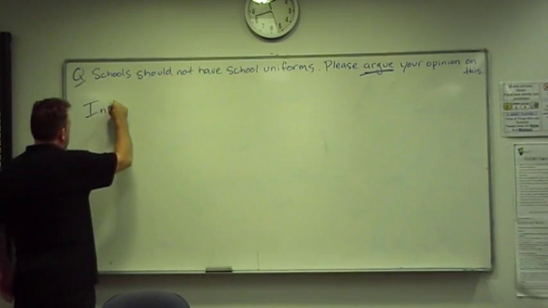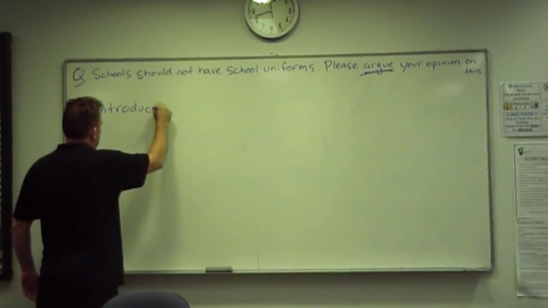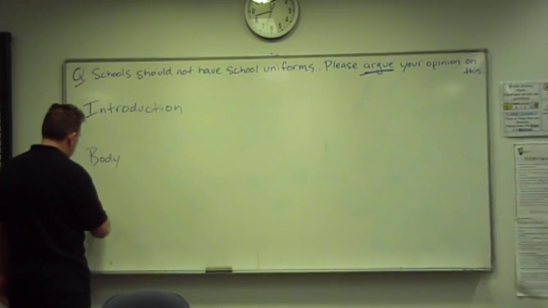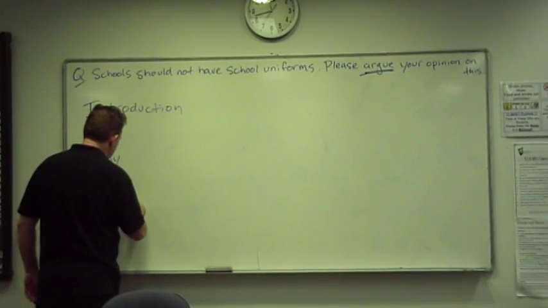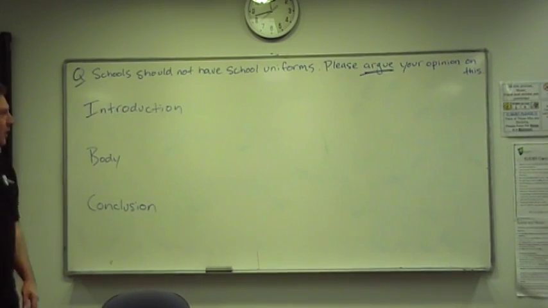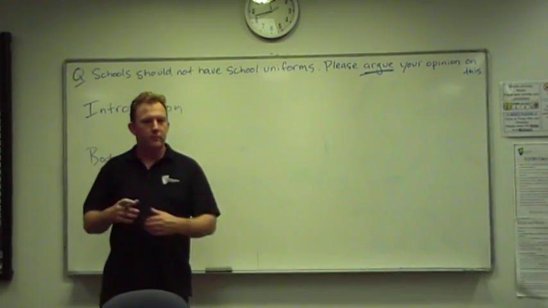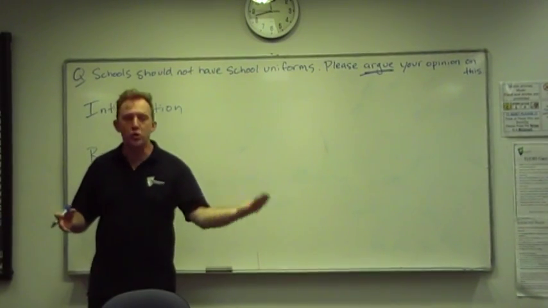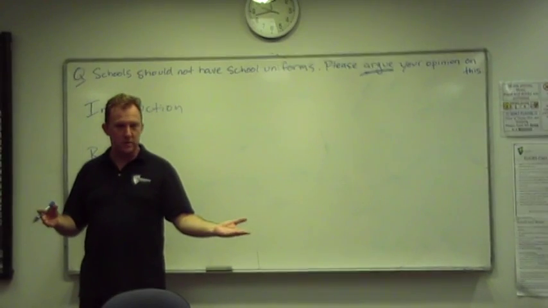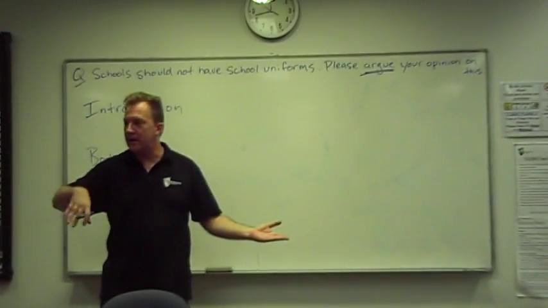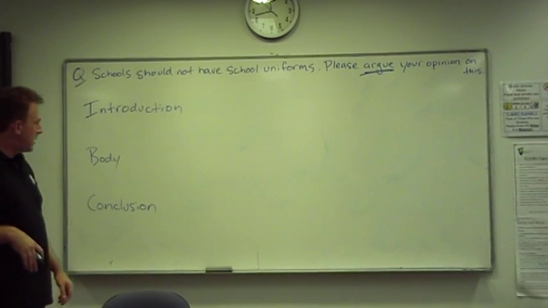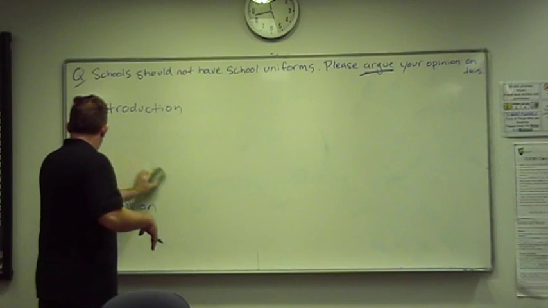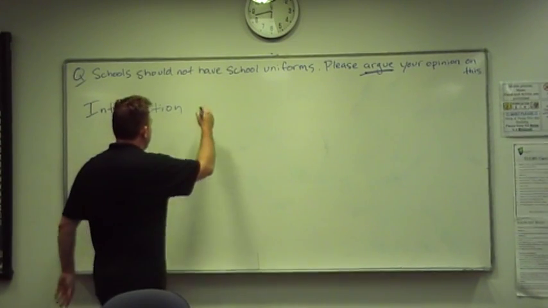3 parts of an essay. Introduction, body, conclusion. Okay. Let's just argue schools should have school uniforms. Let's choose that side, so we're going to do this together. Schools should. Right. And I'll start with doing the introduction.